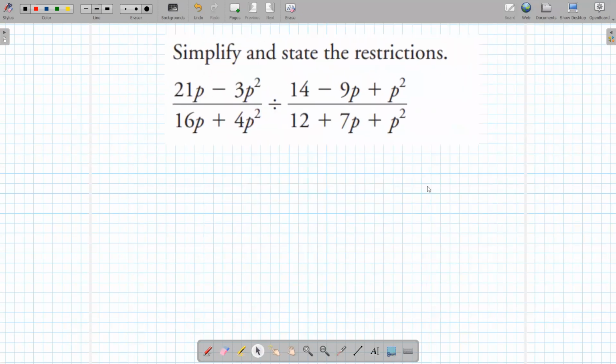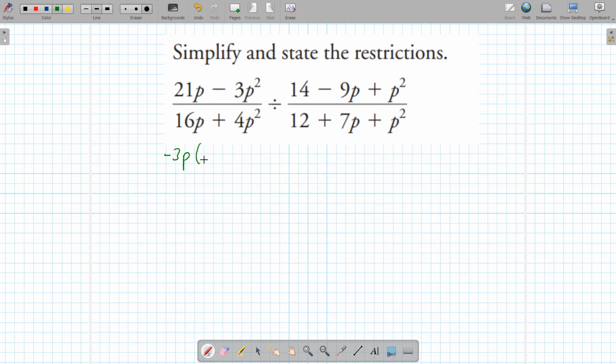Same kind of idea, but a little bit more annoying. Can we pull anything out here? Is there a GCF between those two? 3p. Okay, we can do 3p, or we can do negative 3p. Which one would be better? I'm trying to think.